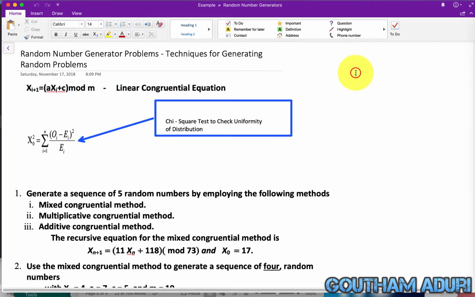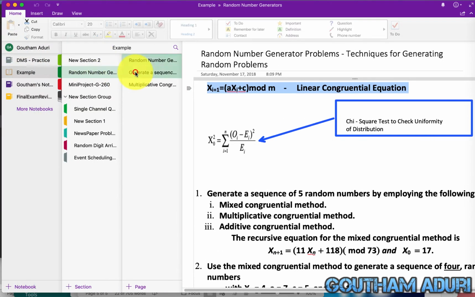In this section, I'm going to talk about the random number generator problems, and these are the different techniques for generating random numbers. We're going to see three different techniques, starting with the linear congruential method. The linear congruential equation to generate the random numbers is X(i+1) = (aXi + c) mod m. We'll try to understand how to use this equation by solving some problems.